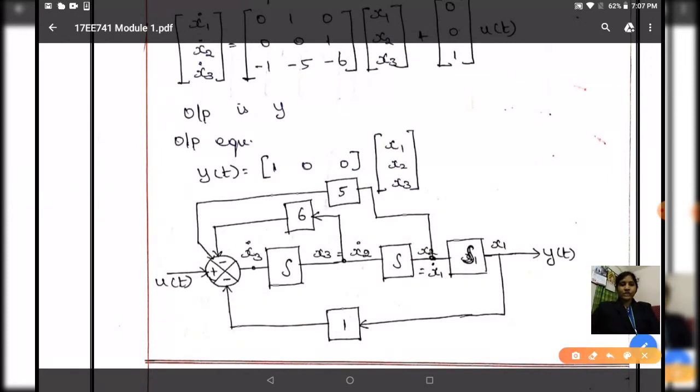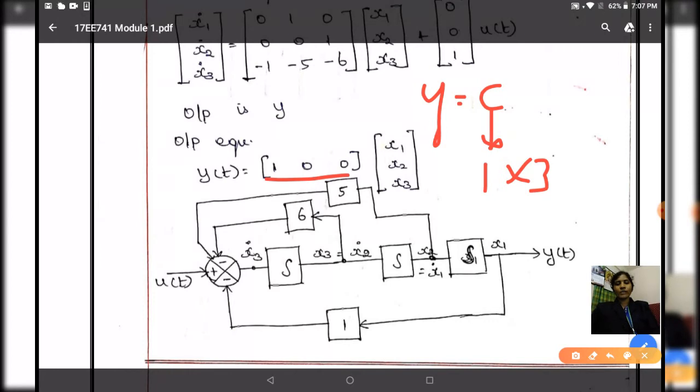Likewise, you get y is equal to C times x, where the C matrix will be of order 1 cross 3, that is 1 row and 3 columns. You have to identify the coefficient of x1, x2, x3 in y. When you identify, you get y of t is equal to [1, 0, 0] times x.